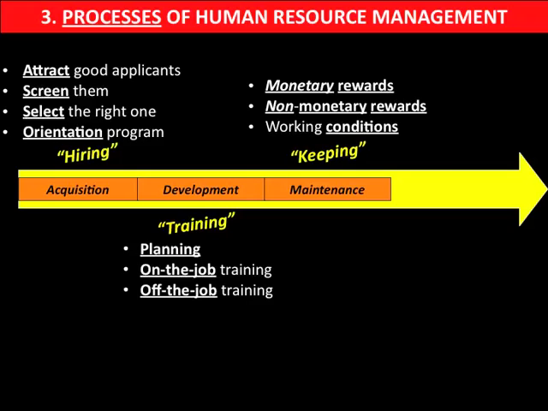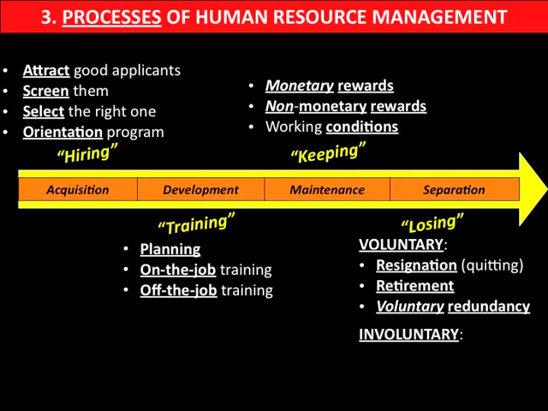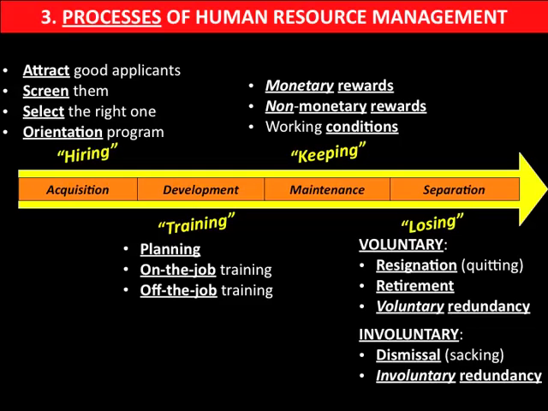The final part of the process is separation. This is all about losing workers, whether it's voluntarily, so resignation, so quitting. It could be retirement, or it could be voluntary redundancy. We can look at why that is the way it is. And then we're going to look at involuntary separation, or losing someone involuntarily. So things like dismissal, so sacking them, and involuntary redundancy.